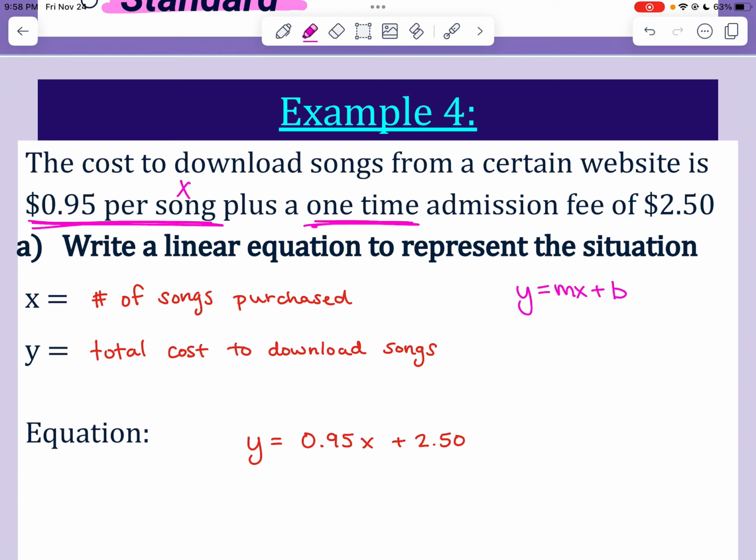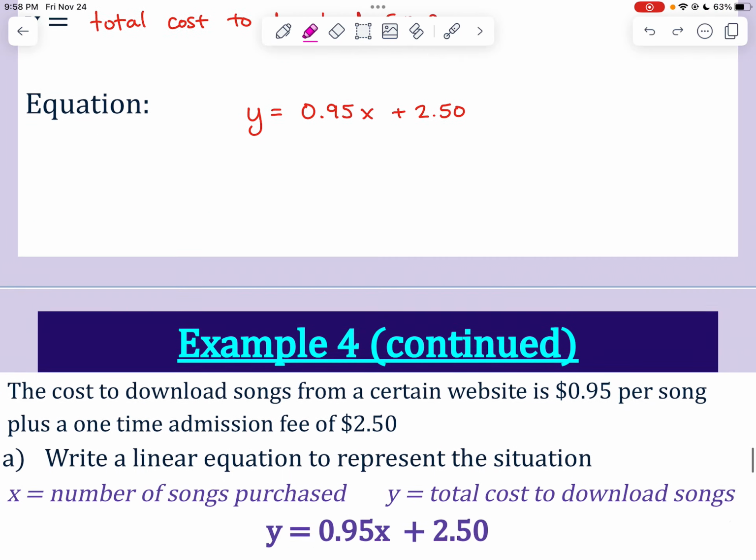So that's the equation. y equals 95 cents per song, x, plus our one-time fee. So y equals 0.95x plus 2.50. And that's our equation.